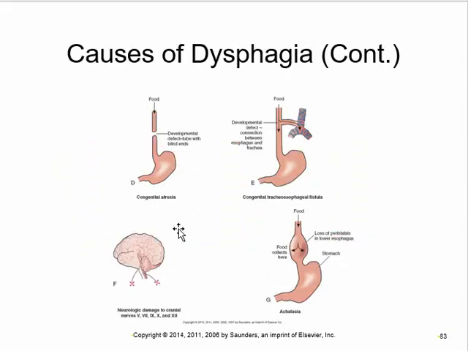This is what atresia looks like. There's a gap. We can have fistulas happen. Neurological damage, especially to various cranial nerves. This is the sphincter not opening, and the food builds up here.